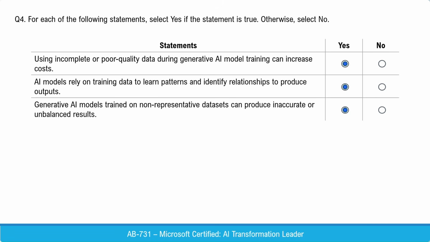Statement three: if the training data is not representative of real world scenarios, the model will produce biased or inaccurate results. This can lead to unfair or unreliable outcomes, which is a major concern in responsible AI. So all three statements are correct.